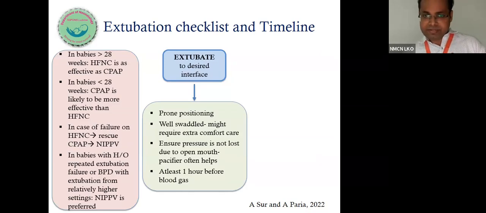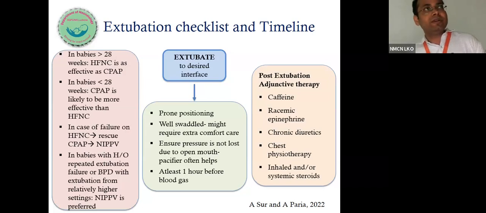So once the child has been extubated, the child can be kept in a nest or swaddled. We can also ensure that the pressure is not lost due to mouth opening. The pacifier can be used, and we can send the blood gas after one hour. Post-extubation adjuncts include caffeine and nebulization with epinephrine, which can be given in the dose of 0.5 ml per kg, maximum of 5 milligram.